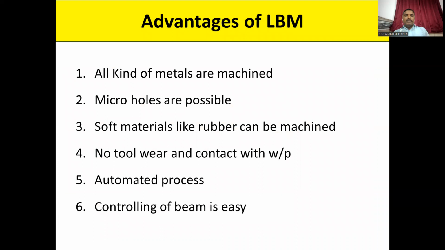Advantages of LBM. All kinds of metals can be machined. Micro holes are possible. Soft materials like rubber can be machined. There is no tool and no contact with the workpiece. It is an automated process and controlling of the beam is easy.